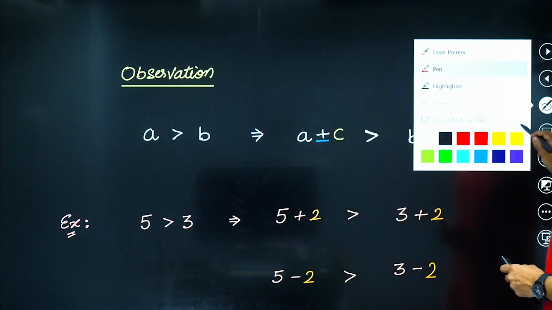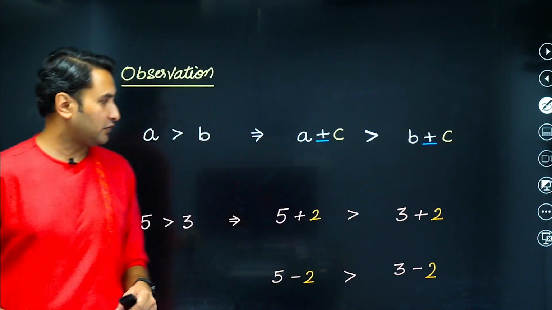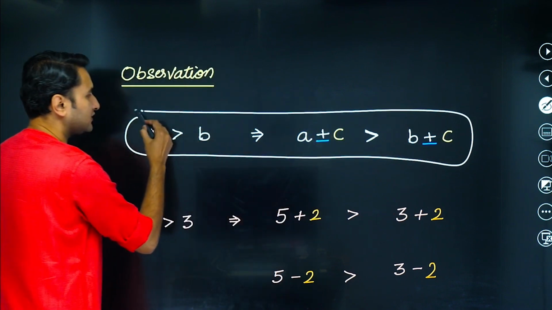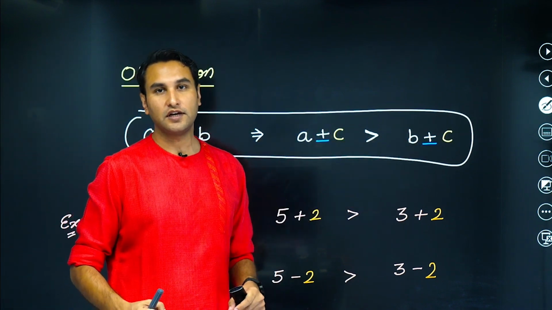So how do you represent that mathematically? Look at this. If A is greater than B, remember, adding or subtracting the same number C on both the sides does not change the inequality.